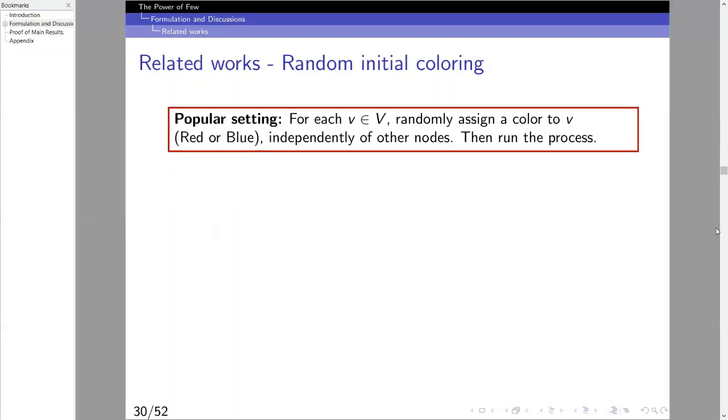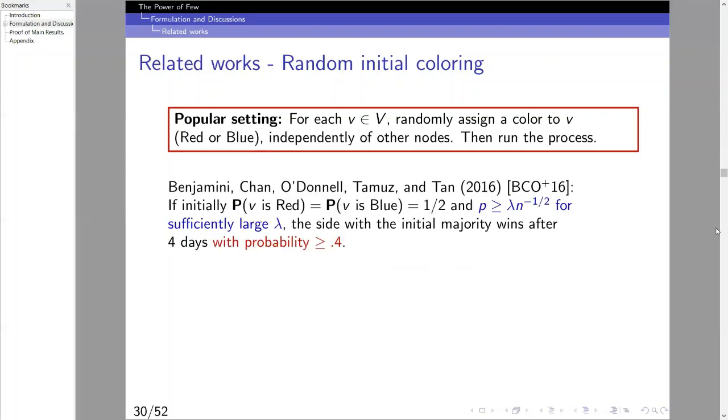But in the usual setting that they did, they proved a result in 2016. Given a fair initial random coloring, when p is larger than lambda times 1 over square root of n, we can choose lambda large enough as a constant to get the side with the initial majority to win after 4 days with probability at least 0.4.